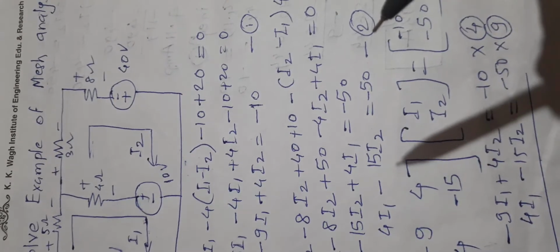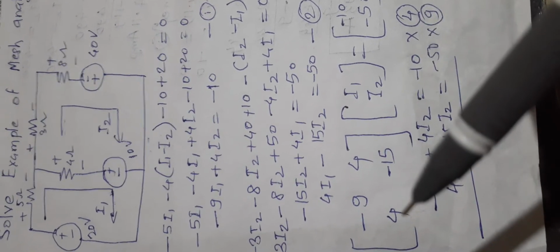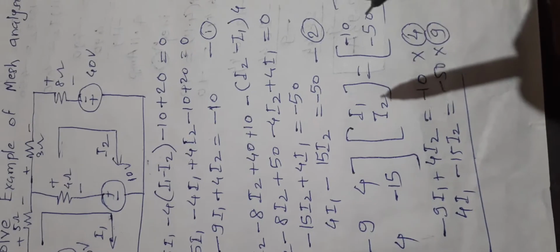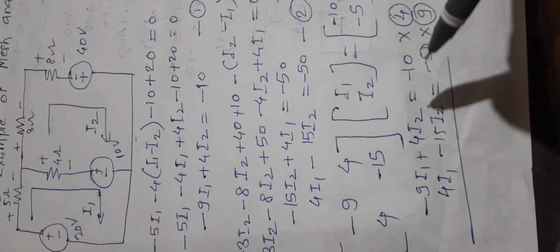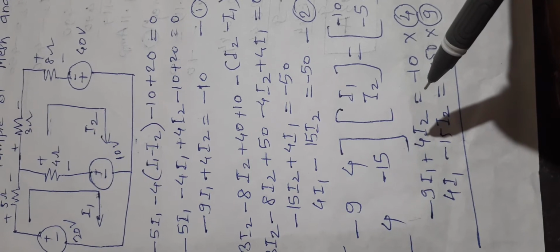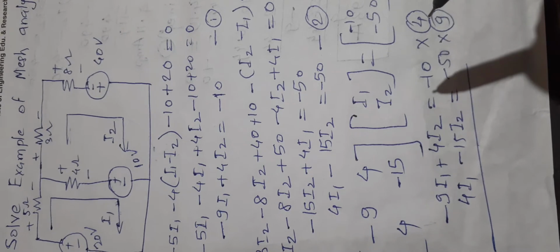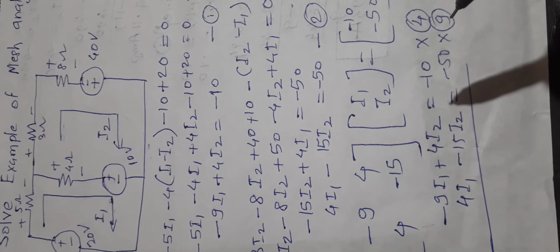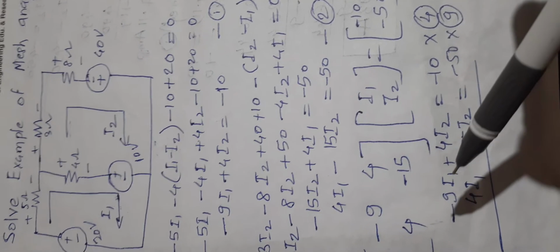I rearrange the terms. I form the determinant: minus 9, 4, then 4 and minus 15, then I1, I2, then minus 10 and minus 50. We are getting these terms. Minus 9I1 plus 4I2 is equal to minus 10. I am going to multiply this by 4 and I am going to multiply the second equation by 9, so I will get two terms common and the same.